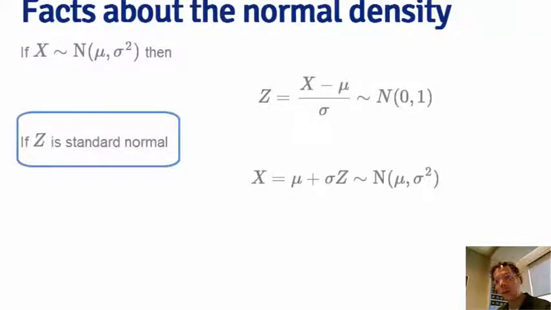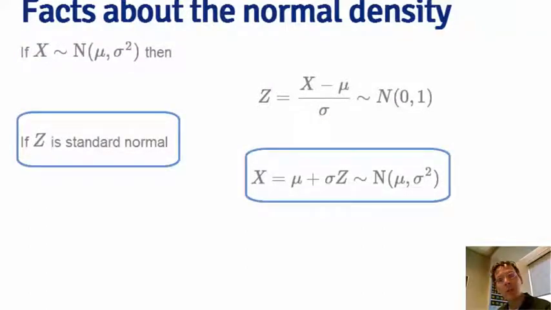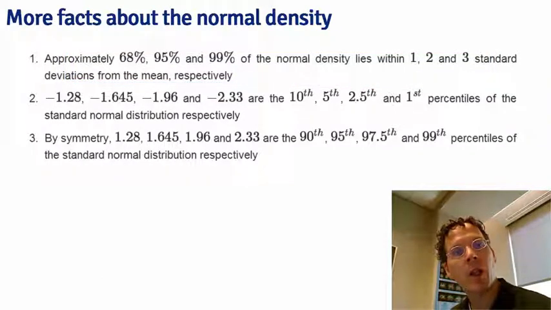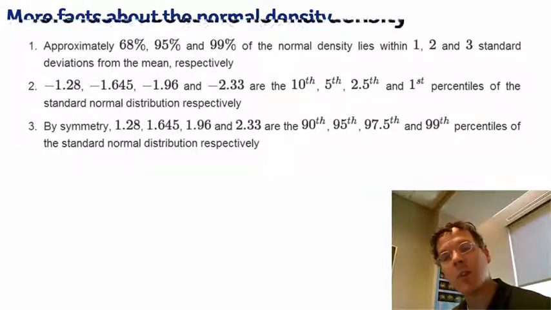Conversely, if we have a standard normal and we convert back to the units of the original data, in other words, we multiply times sigma and add the mean, the resulting random variable x is non-standard normal with mean mu and variance sigma squared. We've already discussed this first bullet point here, that 68%, 95%, and 99% of the normal distribution lies within 1, 2, and 3 standard deviations from the mean, respectively. Let's also talk about some standard normal quantiles that we should commit to memory.